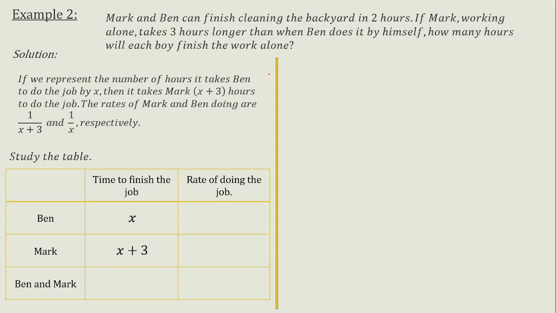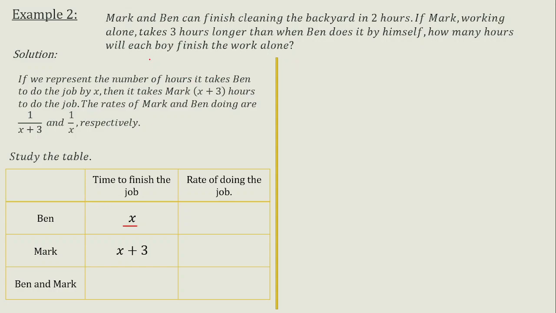So Mark and Ben can finish cleaning the backyard in 2 hours, if Mark working alone takes 3 hours longer than Ben. Mark, class, if he works alone, it will take 3 hours longer. He takes 3 hours longer than Ben. If Ben also works alone, our representation for Ben is just x, because working alone, we don't know his hours. He isn't compared to Mark. But Mark, class, we compared him to Ben. So it becomes x plus 3.